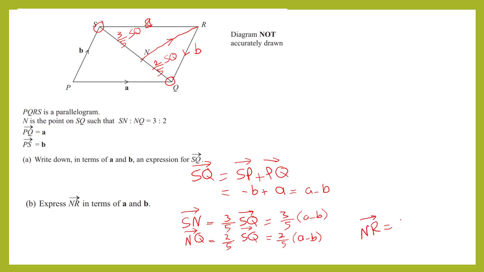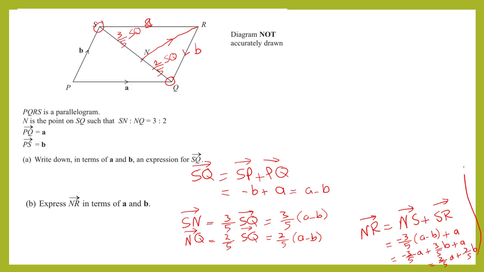We'll go through NS then SR, but take care that when you go through NS, it will be the opposite direction, so it will be negative 3/5 multiplied by a minus b, plus SR, which is a. So if you expand, it will be negative 3/5 of a, positive 3/5 of b, then plus a. If you add a's together, it will be 2/5 of a plus 3/5 of b.